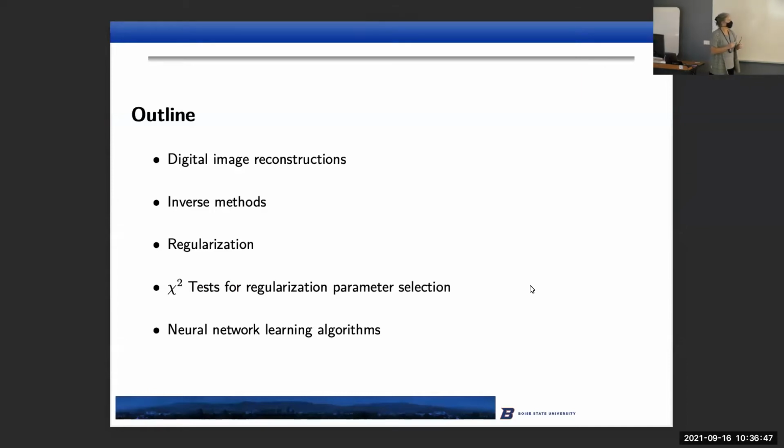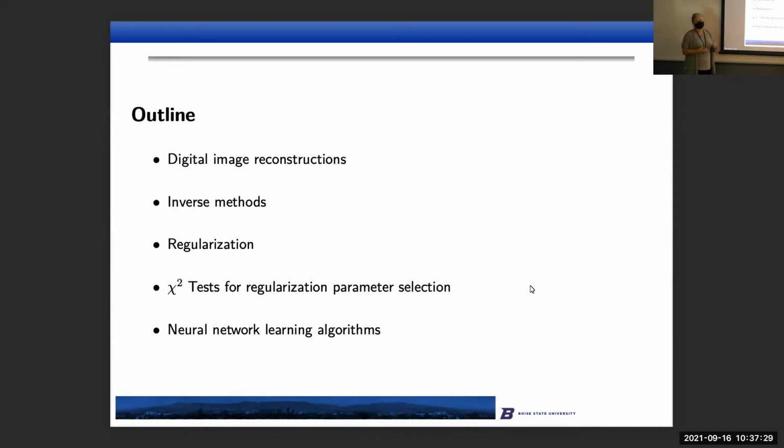So I'm going to motivate the idea of regularization by looking at digital images. And then I'm going to talk about how we can view reconstructing a digital image as an inverse problem. If I could put myself in a box, I'm one of the many researchers that study inverse methods. Inverse methods are what we call ill-posed. I'll talk a little bit about that, but not too much in this presentation. But the result of being ill-posed is that we have to have regularization in order to solve an inverse methods problem.